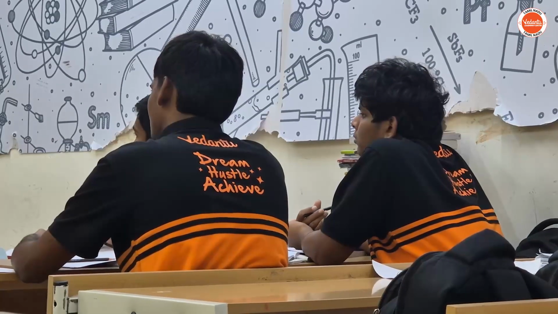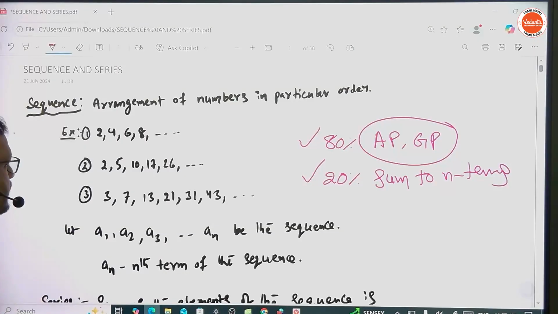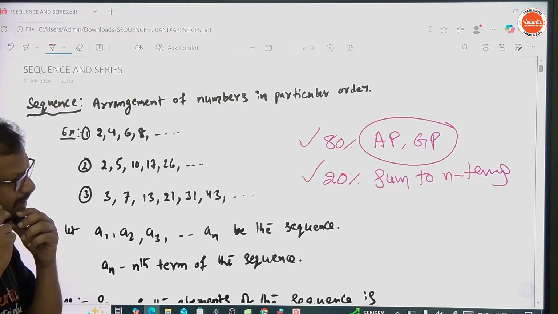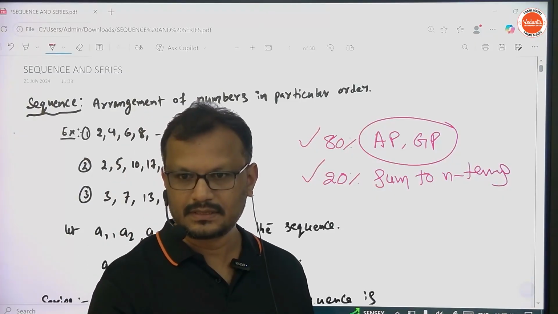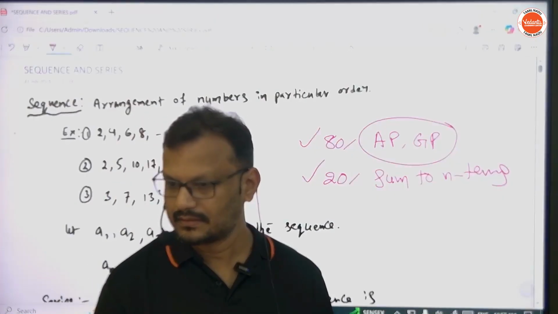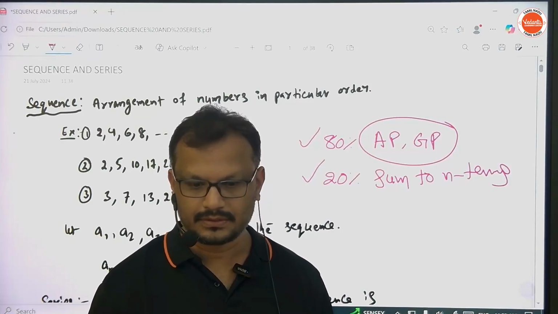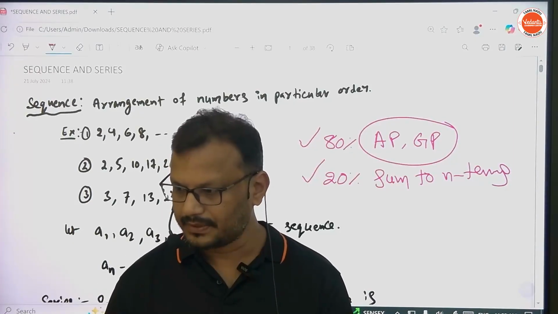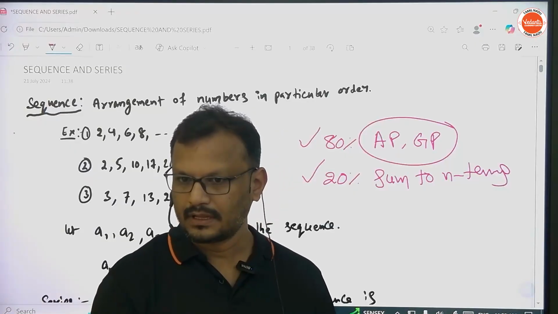But most of the problems are asked based on the AP and the GP basic relations only. Right? So before going to that, we will discuss what a sequence is. Generally, what does sequence mean? Order. So if something is in an order, it will be a sequence.